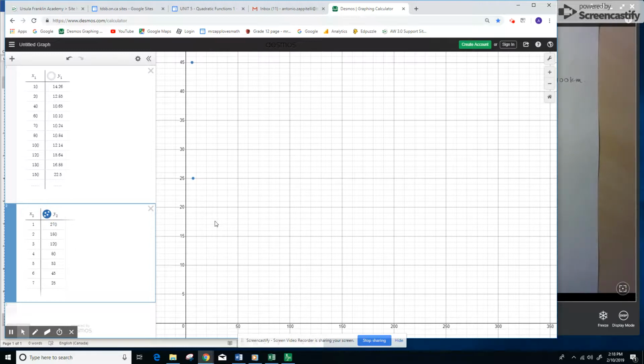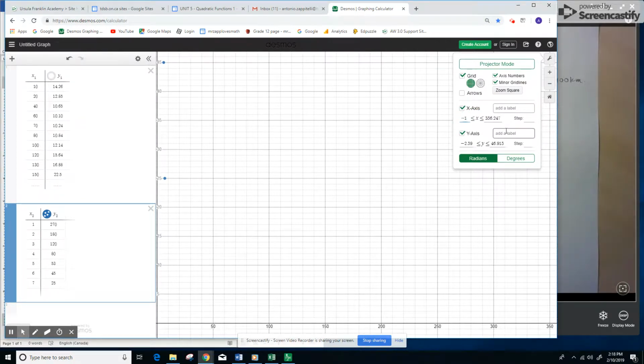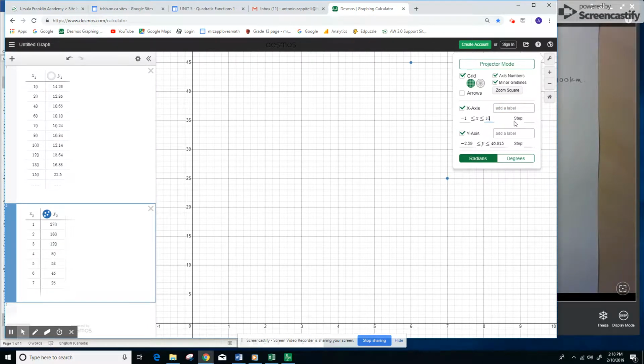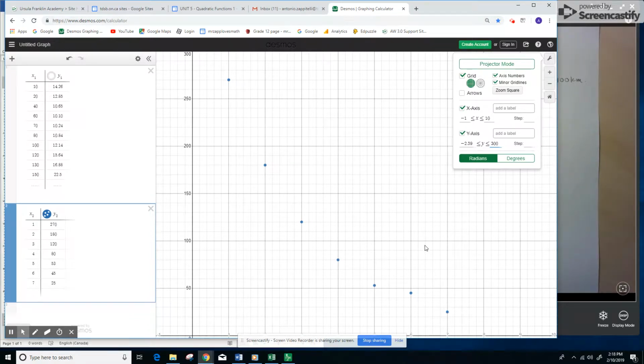All right, so remember that when you're using Desmos, go use the wrench here to change the values that you're interested in. So I look at the x-axis, I'm only going from 1 to 7. So I'm going to change this from, say, -1, and I'm going to go up to 10, not more than that. Okay, and then for the y's, I see the y's are going from 25 to 270. So I guess I'm going to change this to about 300. And now we see something a little better.